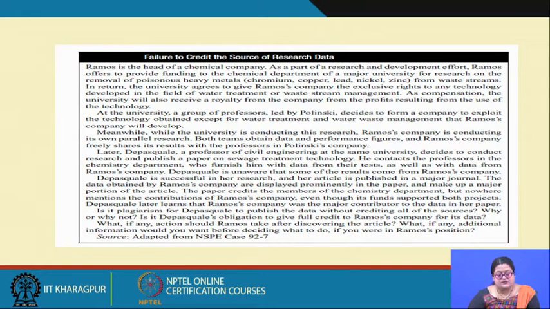De Pasquale later learns that Ramos's company was the major contributor to the data in her paper. Is it plagiarism for De Pasquale to publish the data without crediting all of the sources? Why or why not? Is it De Pasquale's obligation to give full credit to Ramos's company for its data?